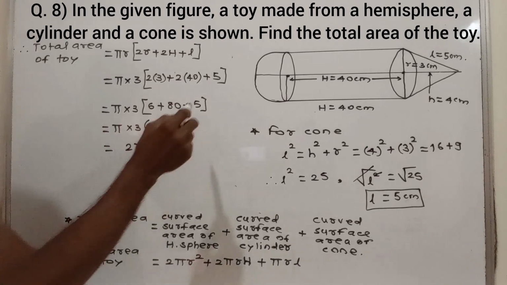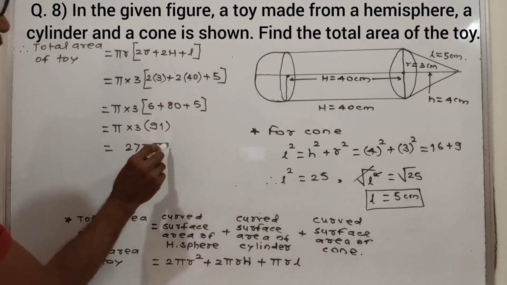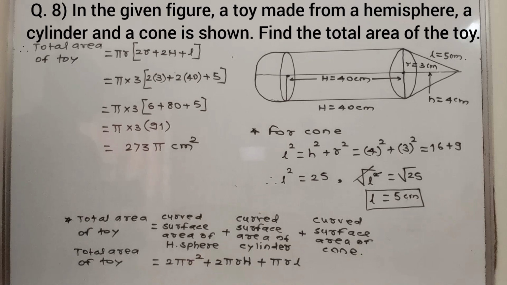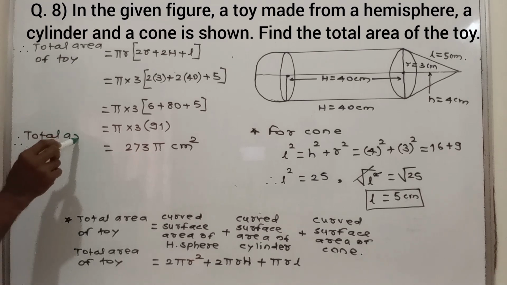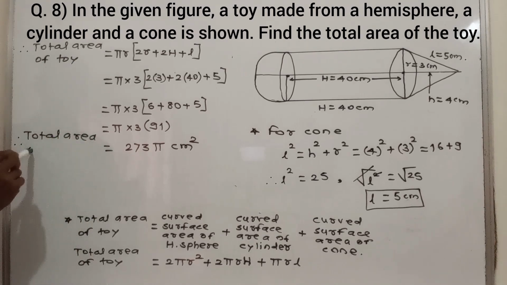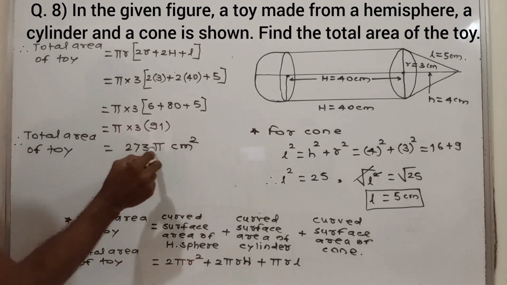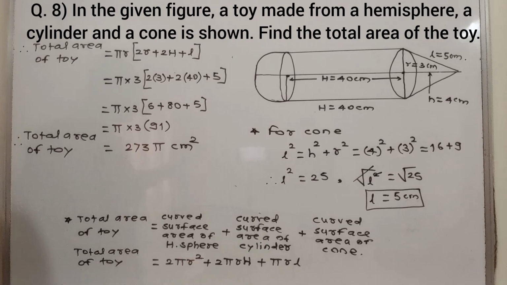Did you get it? And this is curved surface area. Therefore this is in centimeter square. Therefore total area of toy is equal to 273 pi centimeter square.